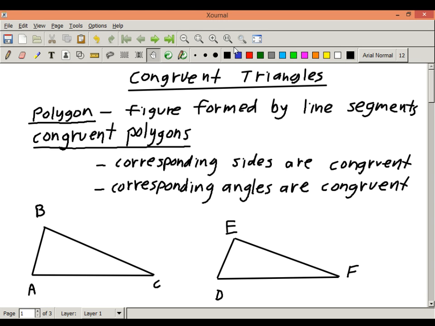Okay, welcome back, everybody, as we delve a bit deeper into the world of triangles. The topic today is congruent triangles. So we have some vocabulary and some examples to help you with this concept.